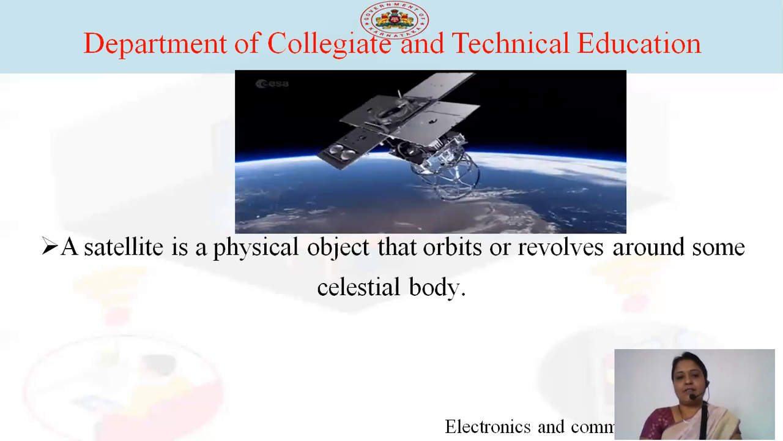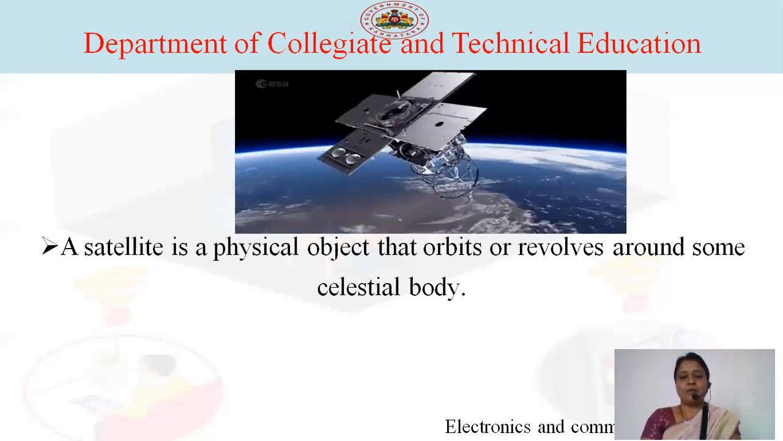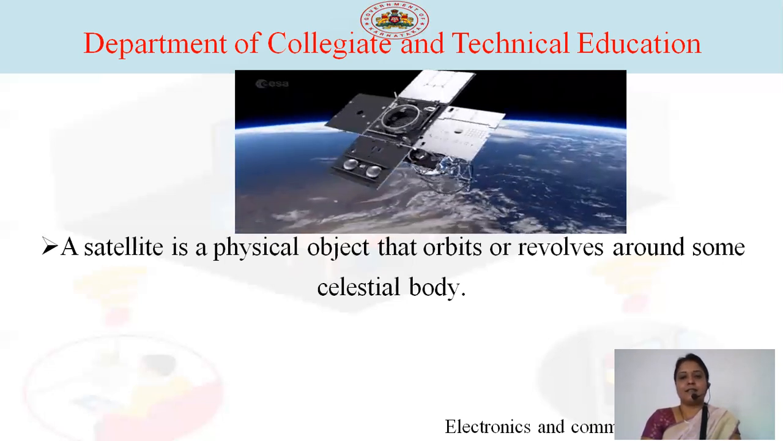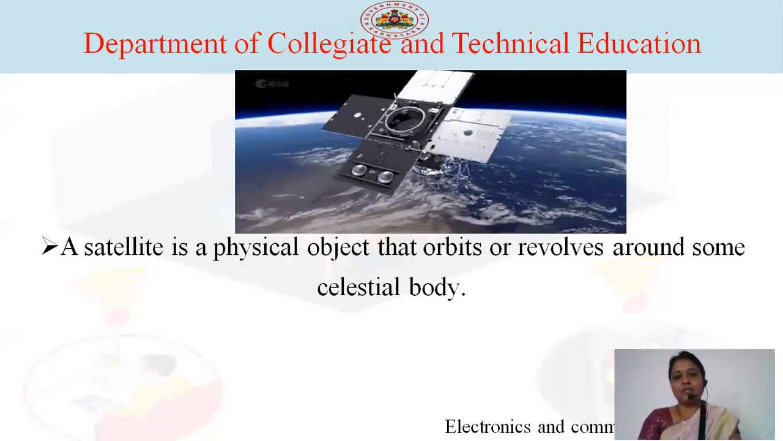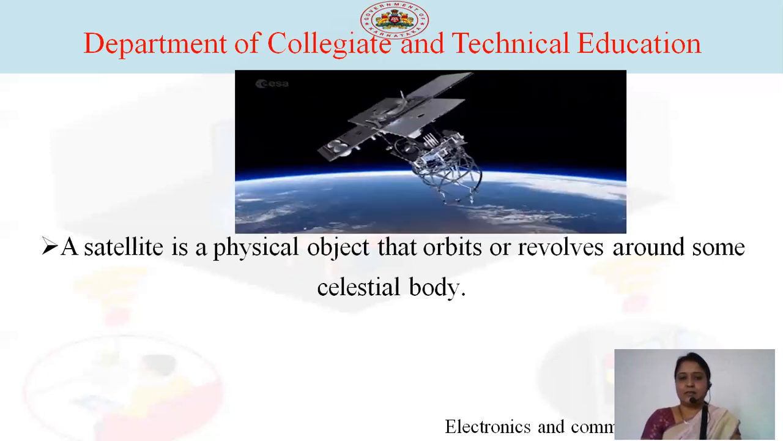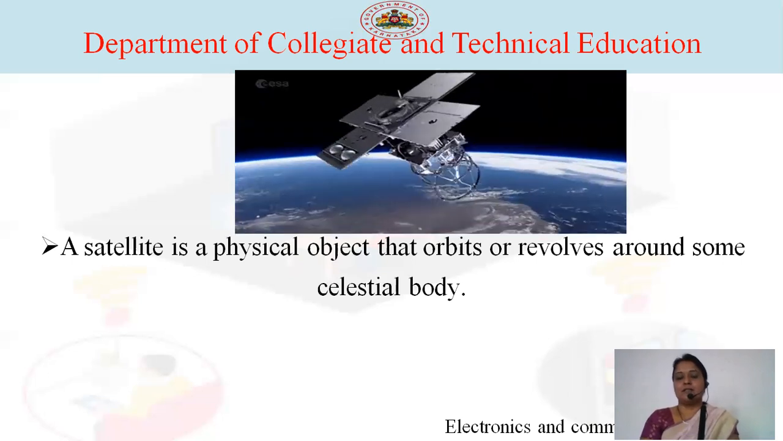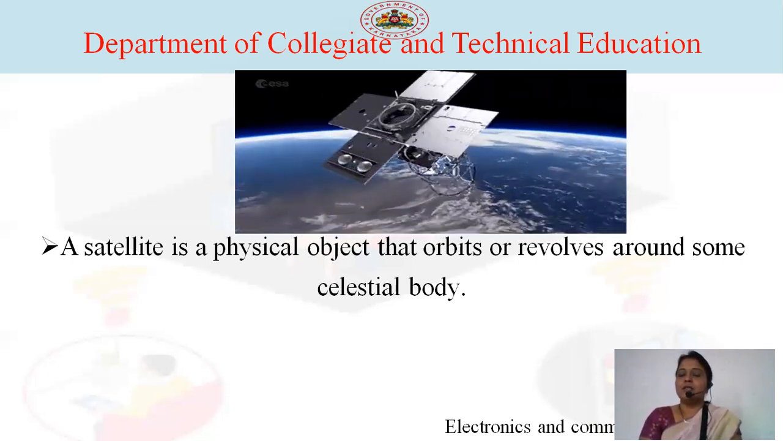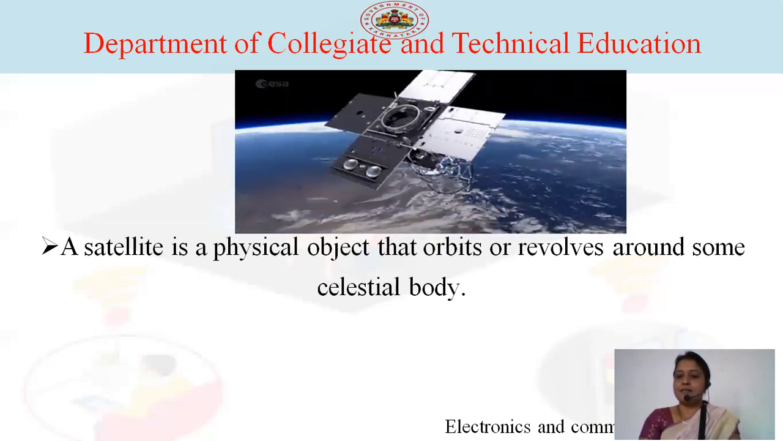In nature also we have satellite systems. For example, all the planets which are revolving around the sun are acting as satellites. Similarly, the moon which is revolving around the earth is the satellite for the earth. Therefore, those are the natural satellites. But the satellites which are launched by human beings are called artificial satellites.